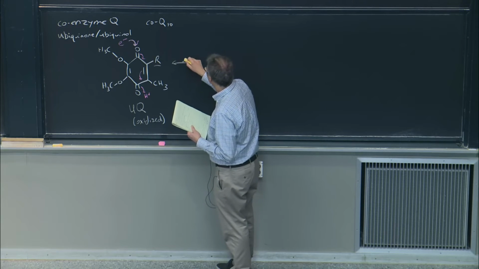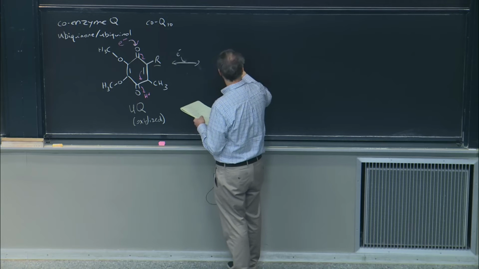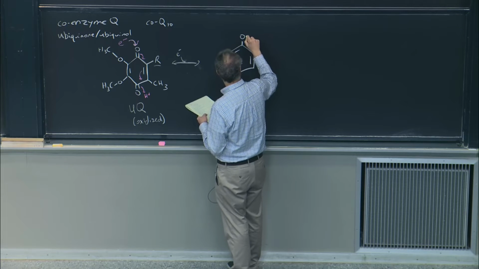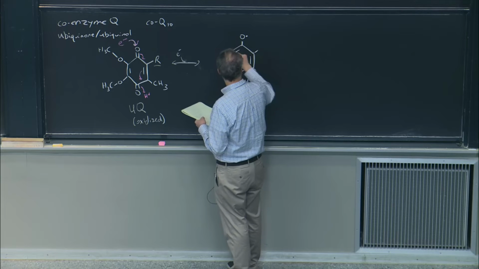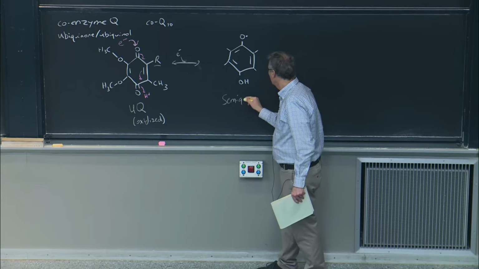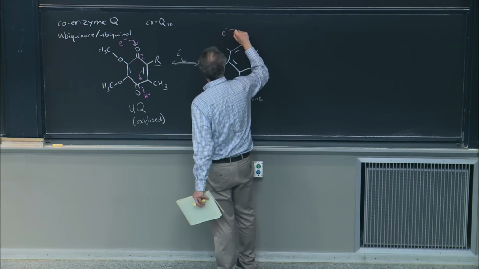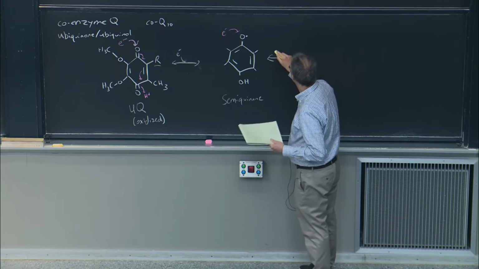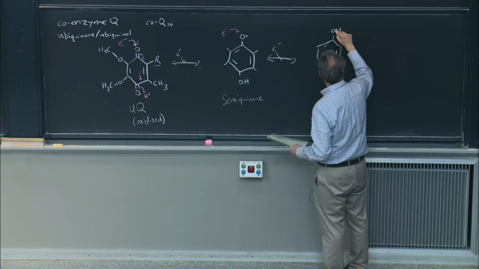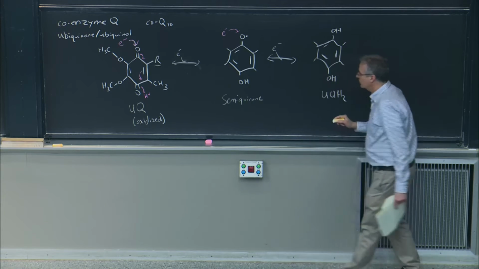And so by picking up one electron, it can then basically go here to this semiquinone stabilized free radical state, and then pick up a second electron to go to the fully reduced form, ubiquinol.